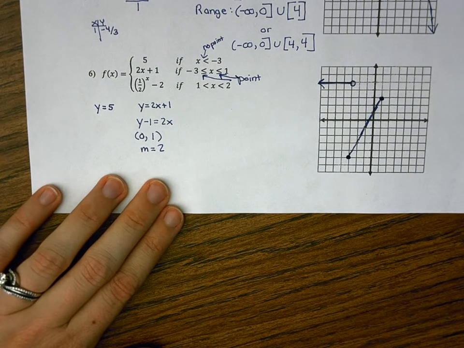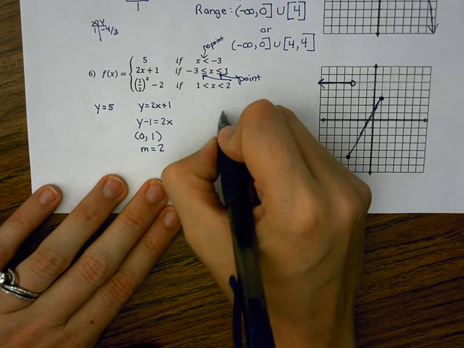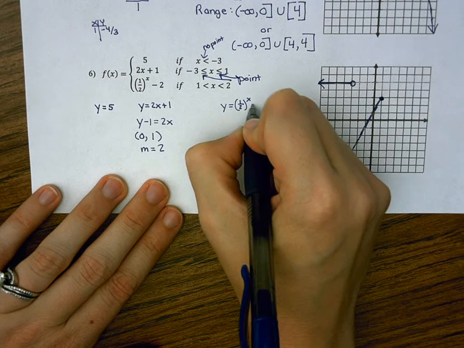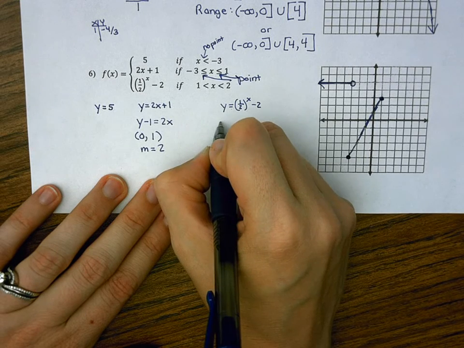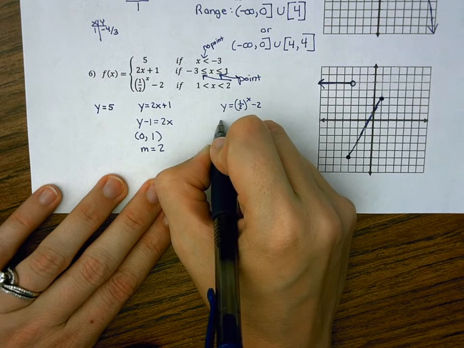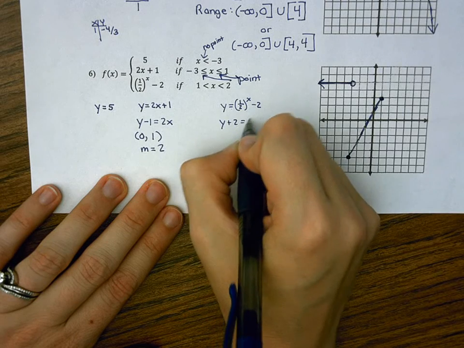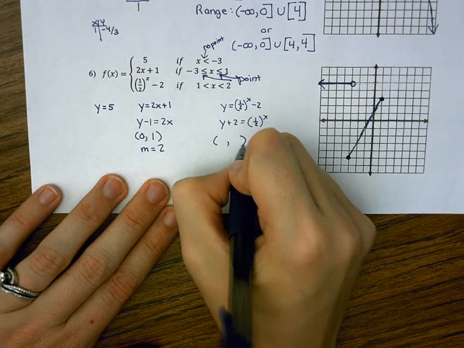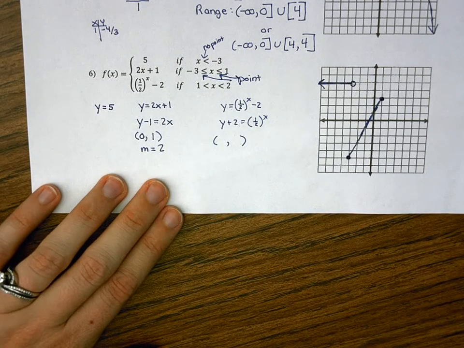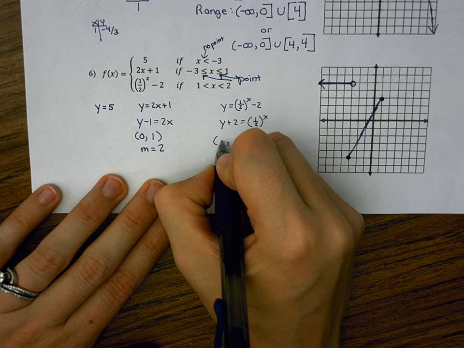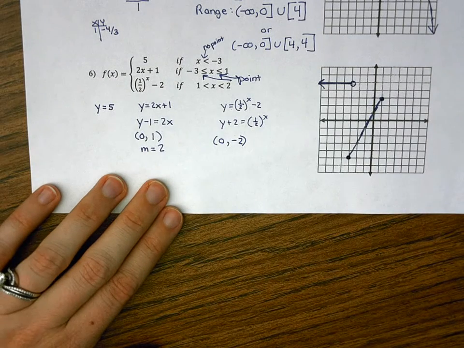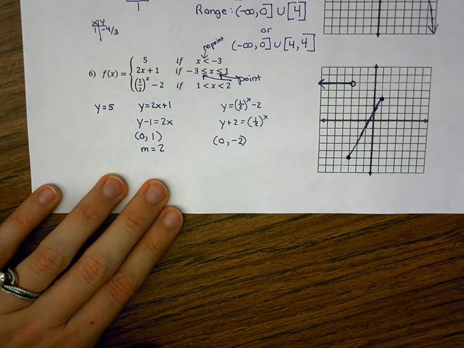Okay, last but not least, our exponential. Turning it into descriptive form, what would we do? Okay, we'd add 2 to the other side. What's your starting point? Well, x would be 0, y would be negative 2. Remember, that's your asymptote, 0, negative 2.